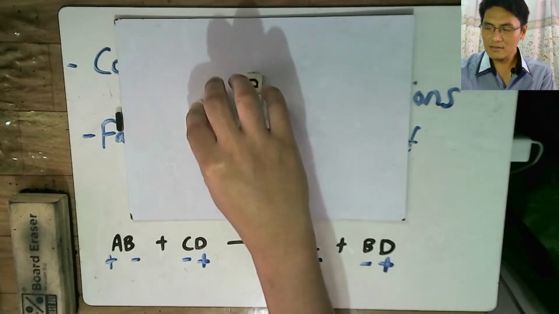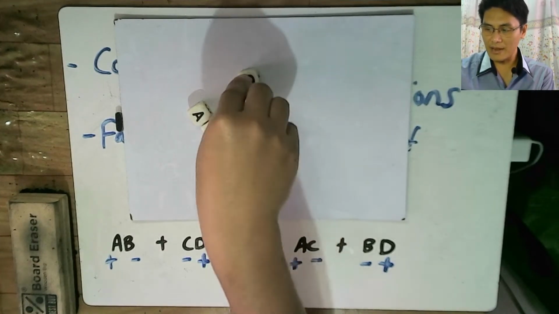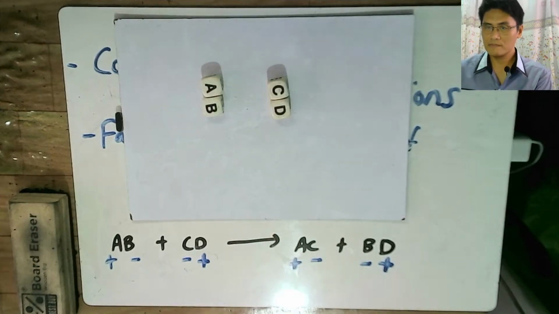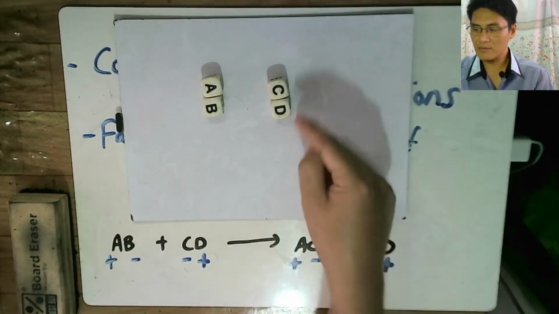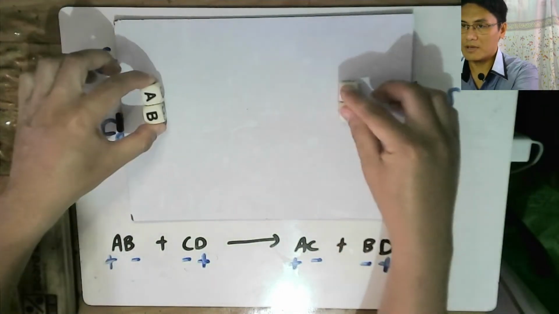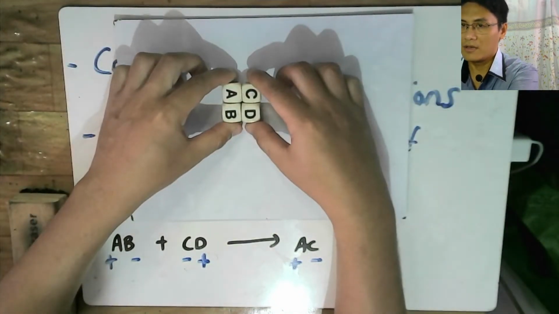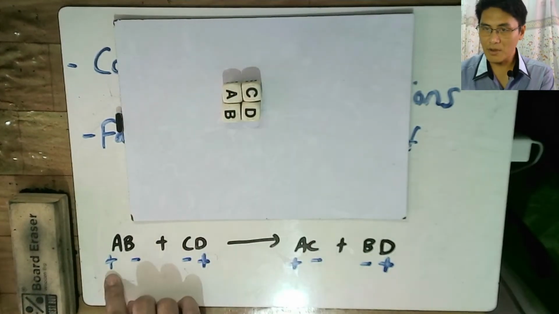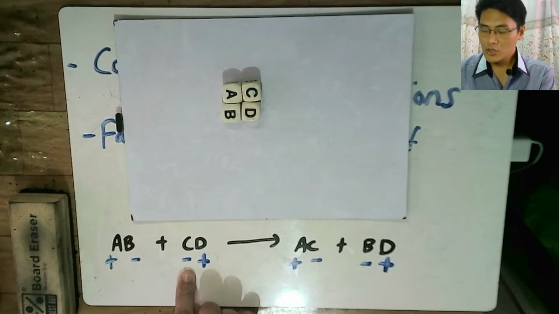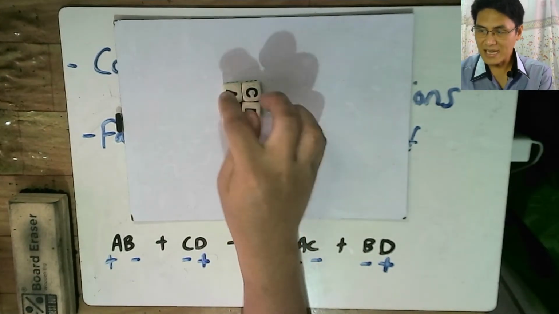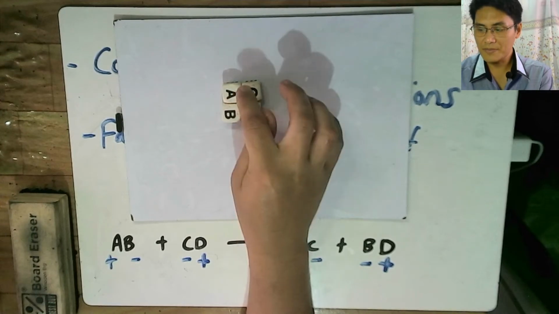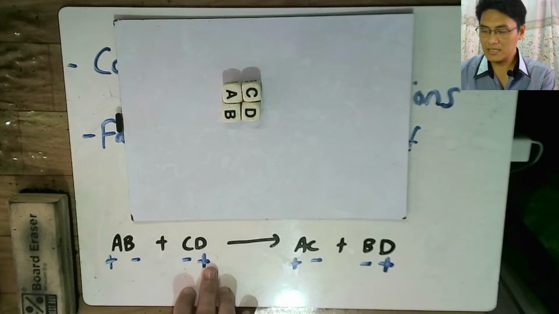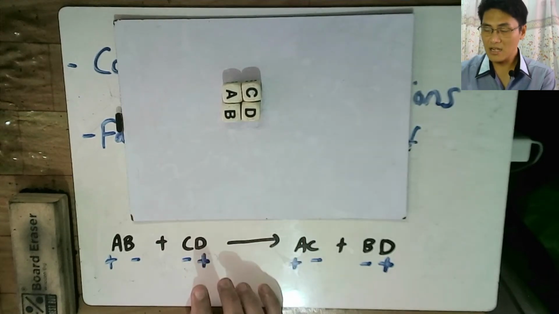However, if they collide in this manner, right? This one goes that way, that one goes this way. Guess what happens? 1, 2, 3, bang. Now when they collide, A and C, A is positive, C is negative. So they have the tendency to stick to each other. And B and D, B is negative, D is positive. So they also have an affinity to stick to each other.